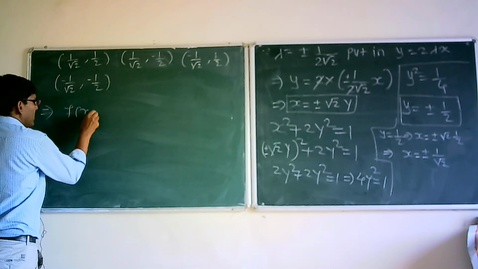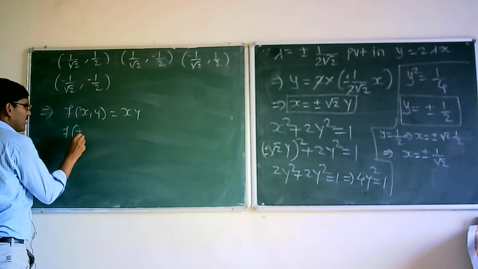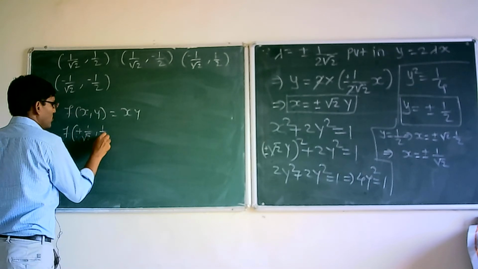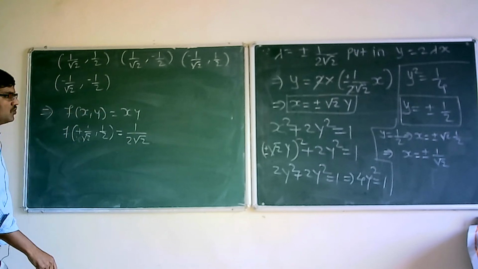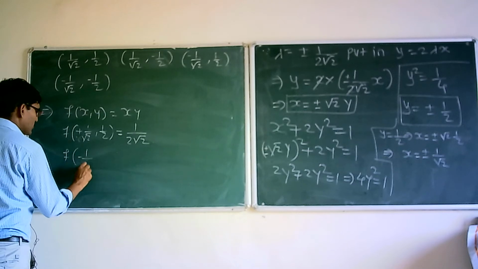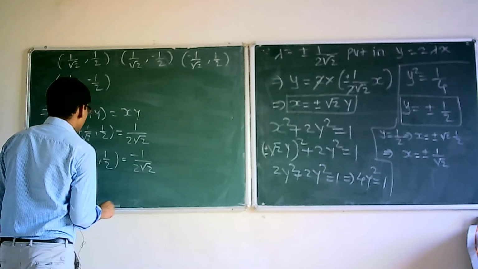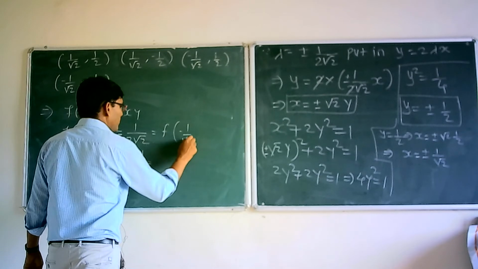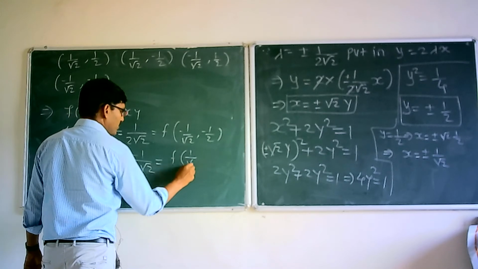Now what is our f of xy? F of xy is equal to x into y. So f of 1 by root 2 and 1 by 2 is equal to 1 upon 2 root 2. At the point minus 1 by root 2 and 1 by 2, it is minus 1 upon 2 root 2. Again, f of minus 1 by root 2 and minus 1 by 2 is the same as f of 1 by root 2 and 1 by 2, and f of 1 by root 2 and minus 1 by 2 is the same as the negative value.